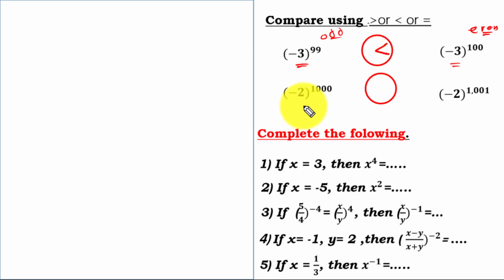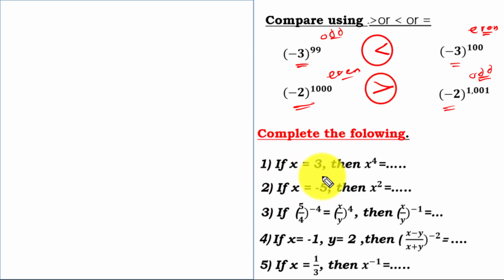The same idea, we have here the base is negative and the power here is even and the power here is odd, so the value of this exponential form is greater than.